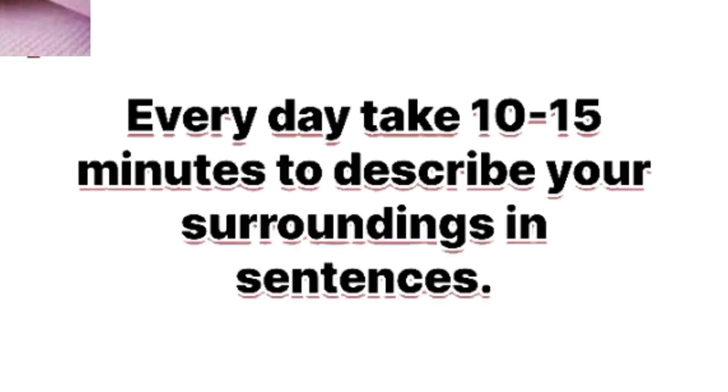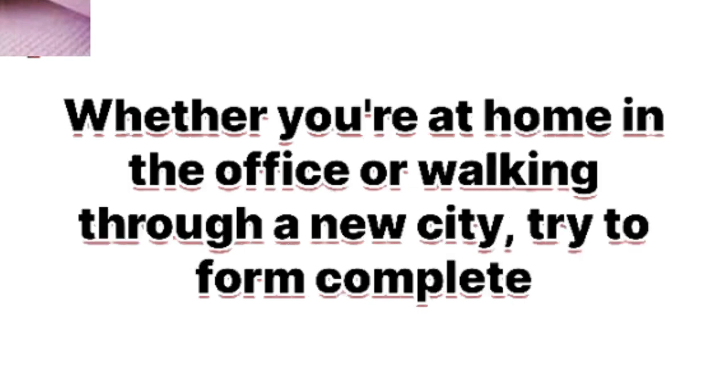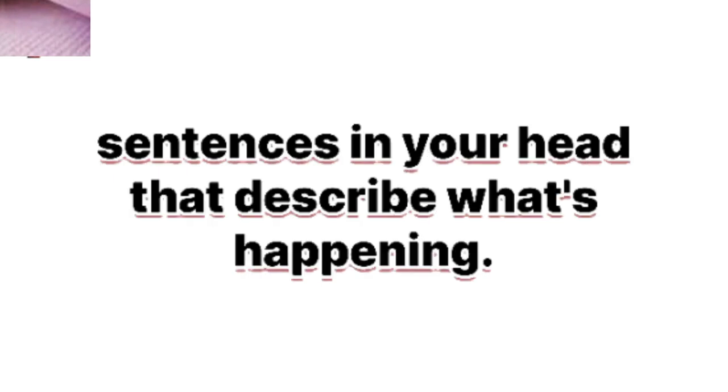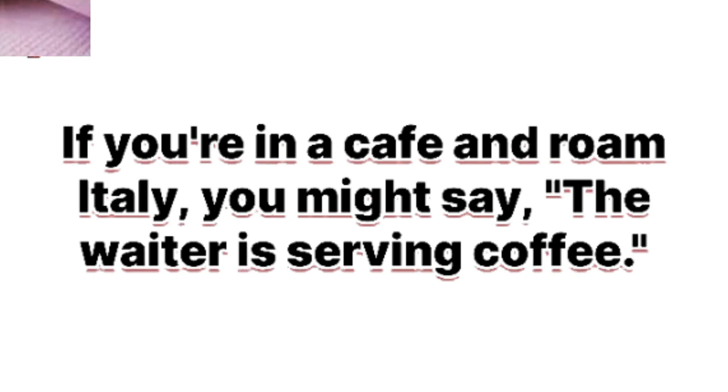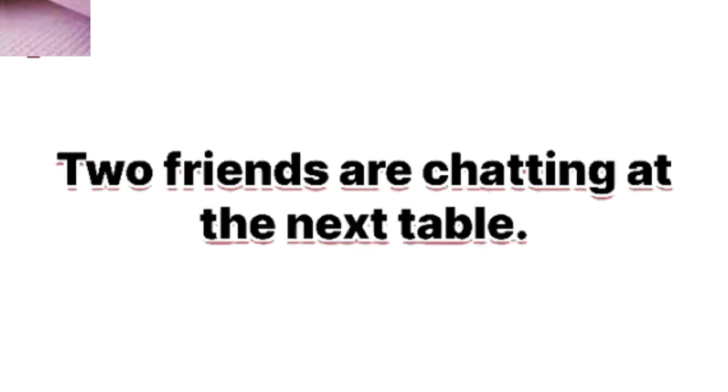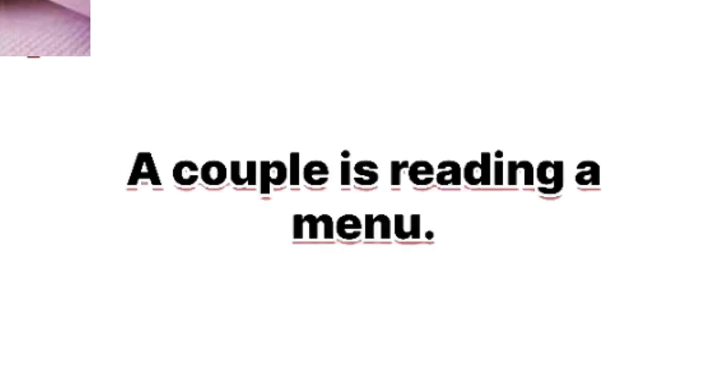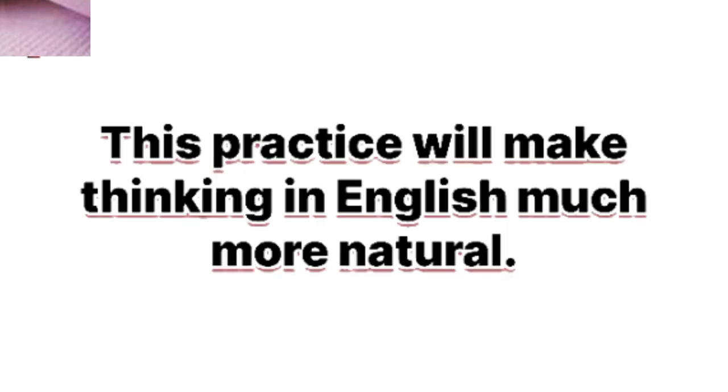Key practice tip. Every day, take 10-15 minutes to describe your surroundings in sentences. Whether you're at home, in the office, or walking through a new city, try to form complete sentences in your head that describe what's happening. If you're in a cafe in Rome, Italy, you might say, "The waiter is serving coffee. Two friends are chatting at the next table. A couple is reading a menu." This practice will make thinking in English much more natural.